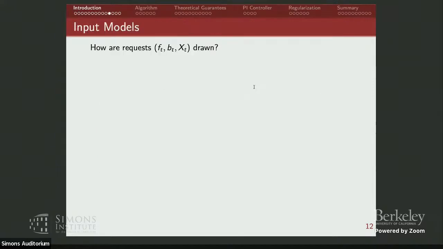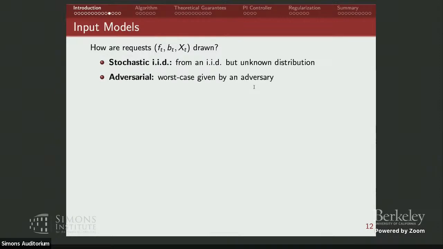Okay, the next thing I'm going to dive into is the input models. That means how these requests are drawn, how we get these requests f_t, b_t, x_t. One model is the stochastic IID model, which is what Nikhil talked about in the last talk. There, the requests come from the same distribution, but it's unknown to us, and we are going to learn this distribution over time. Another extreme is the adversarial case, which means the requests can be arbitrarily bad. They are given by an adversary.